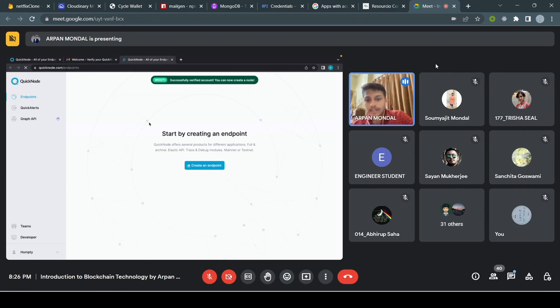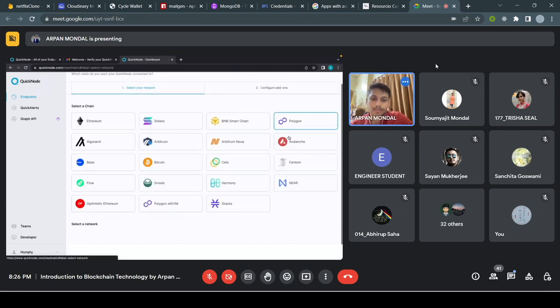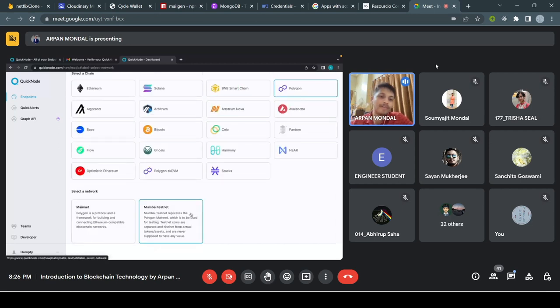So we are creating an endpoint here. What does it mean? The entire transaction will come to this API call. That's why we are creating this endpoint. Here we are getting the RPC link. So you're using Polygon, then we are doing the Mumbai testnet. Where have you gone from Polygon to Mumbai testnet? Have you already followed this?